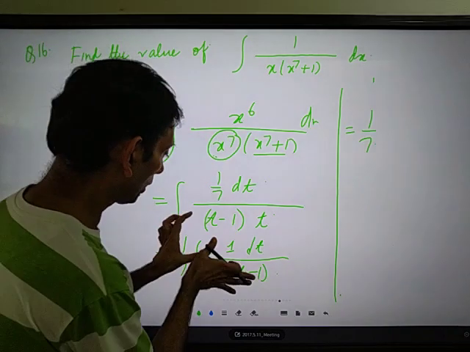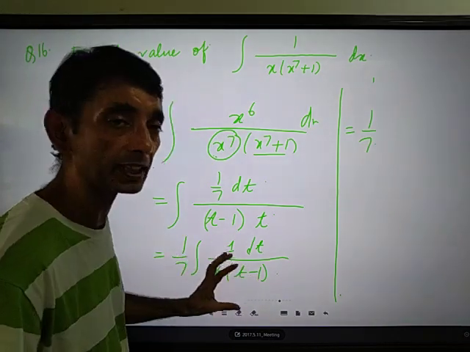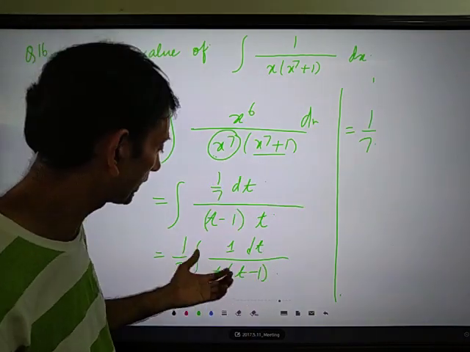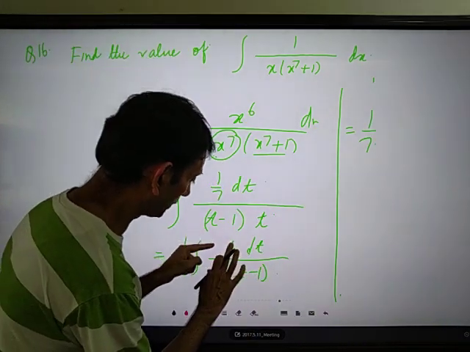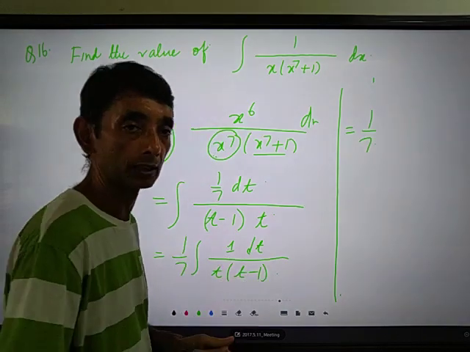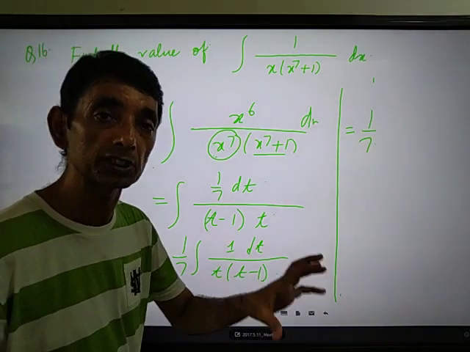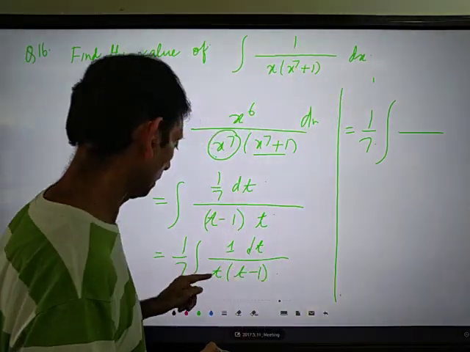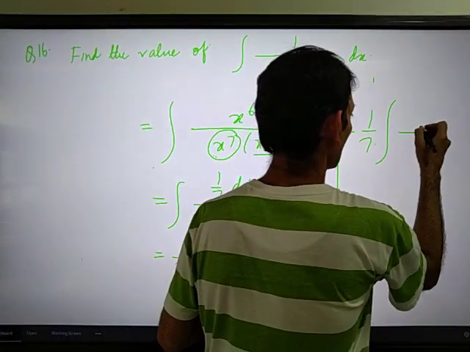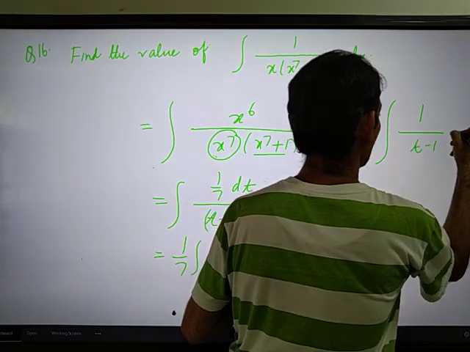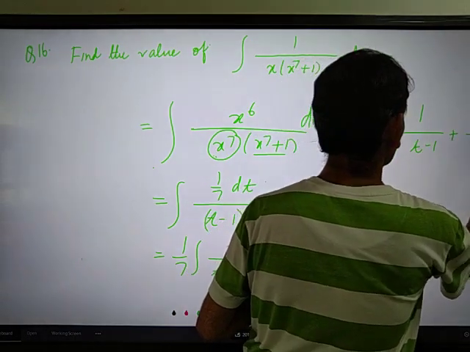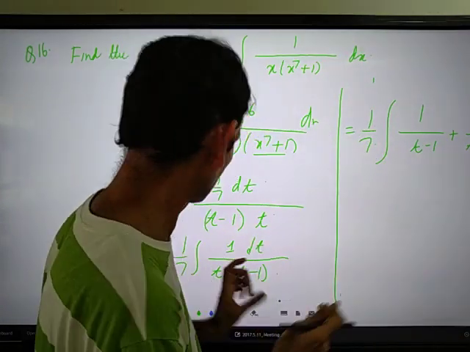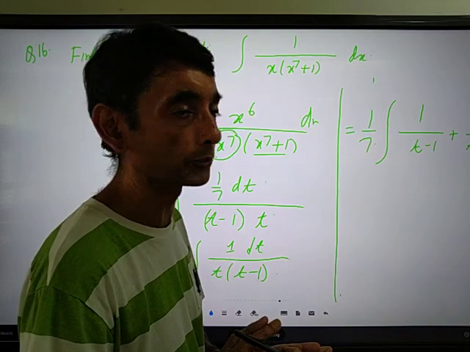Alright, now since the function is very simple, without knowing the concept of partial fractions, we can actually write this expression 1 by t into t minus 1 as a sum of two simple functions. Okay, how can you do that? If you write 1 by t minus 1 and 1 by t, let's see what you get if you write this as a sum of these two functions.